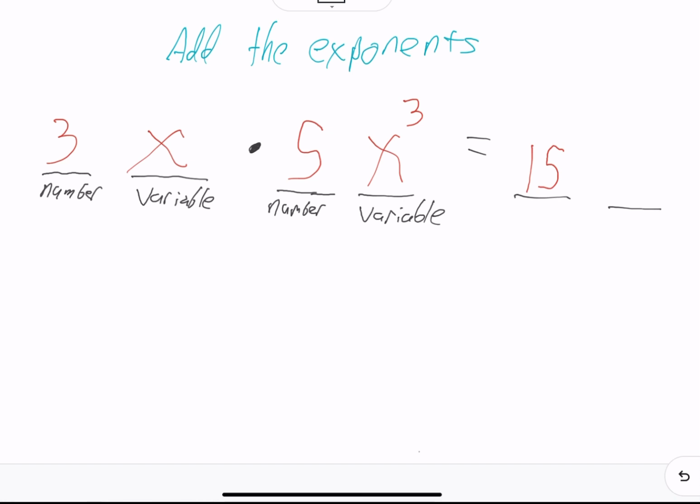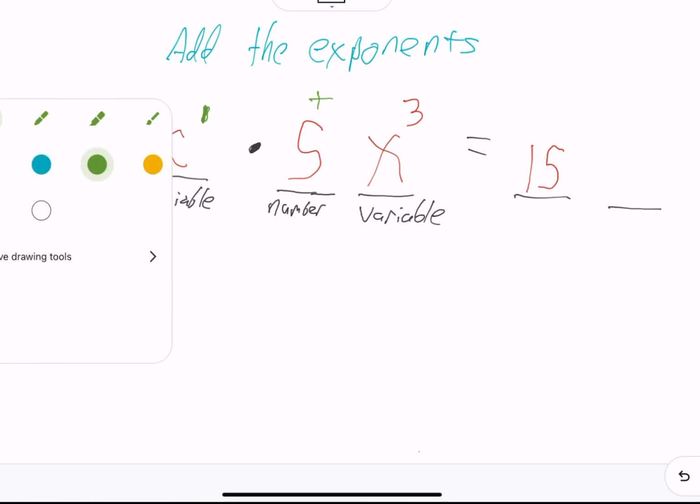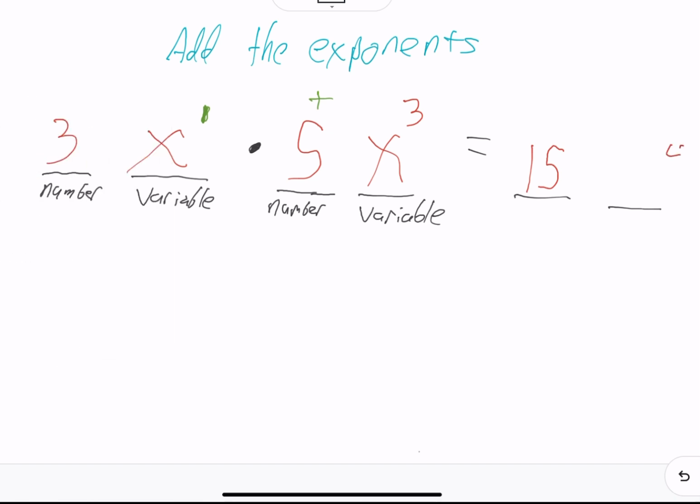So here we're going to add these, okay? Here we've got x to the first power, and if it helps you to write an invisible 1 up here, just so you remember, do that, okay? So here we've got 1 plus 3. 1 plus 3 is going to give me the fourth power, and then my variable, the letter, is x. So my answer is 15x to the fourth power. The letter stays the same, but I add the exponents, and that's my answer there. 15x to the fourth power.